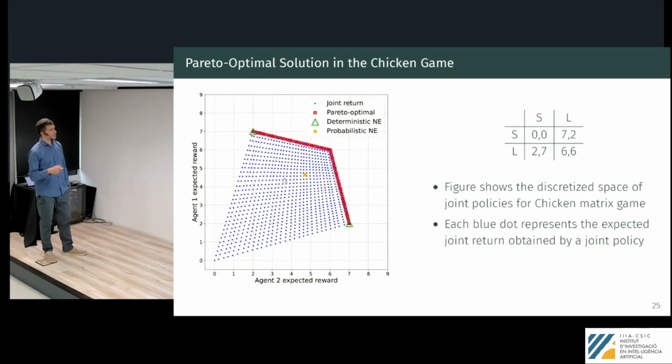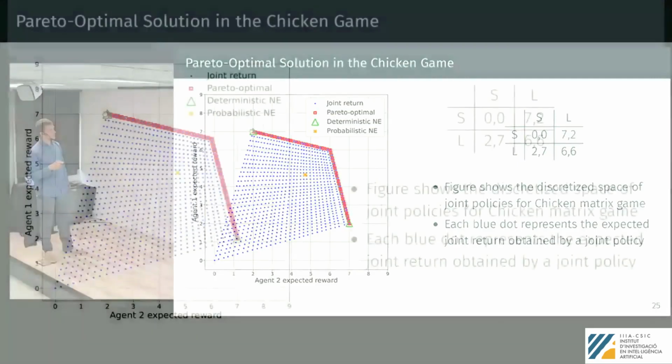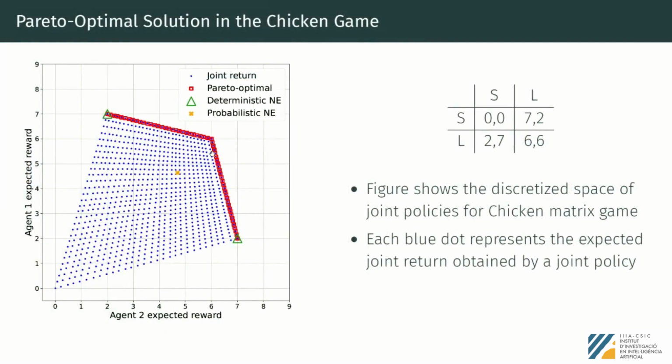And the Pareto optimal joint policies are the ones that are shown in red here. This is also called the Pareto frontier, as you can see here, because it's at the frontier. Then there's also other markers. For example, we have a marker for the two only deterministic Nash equilibria, which are at the corner points here, and the single probabilistic Nash equilibrium that you saw earlier, which is here in the centroid.